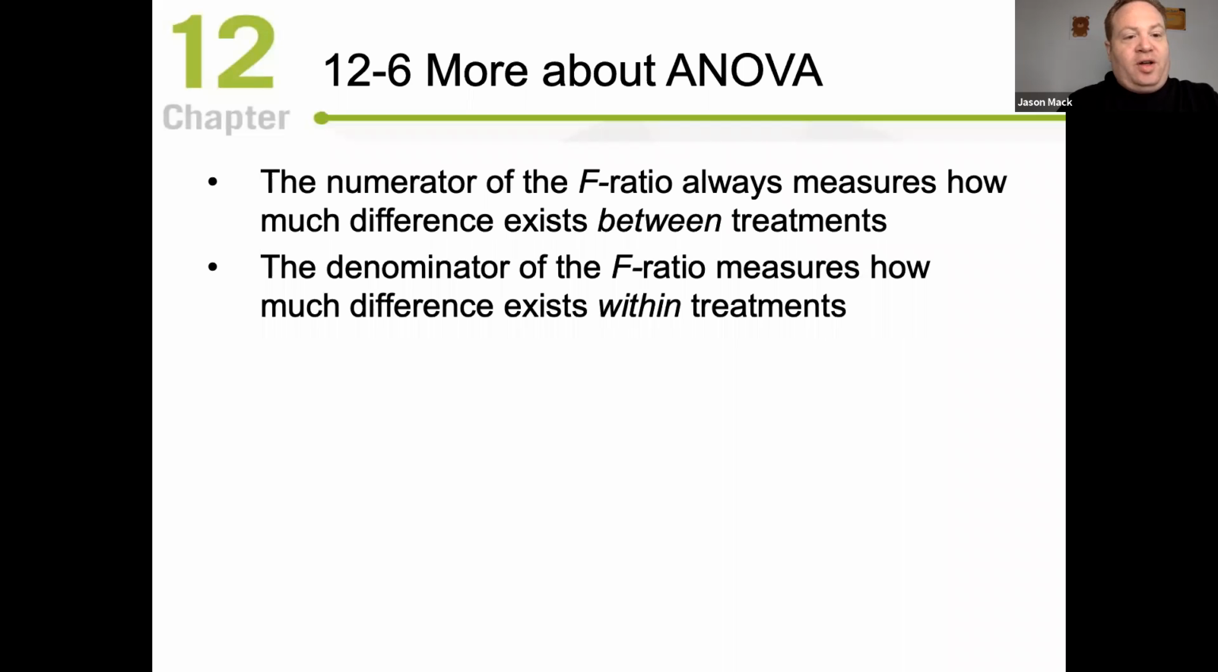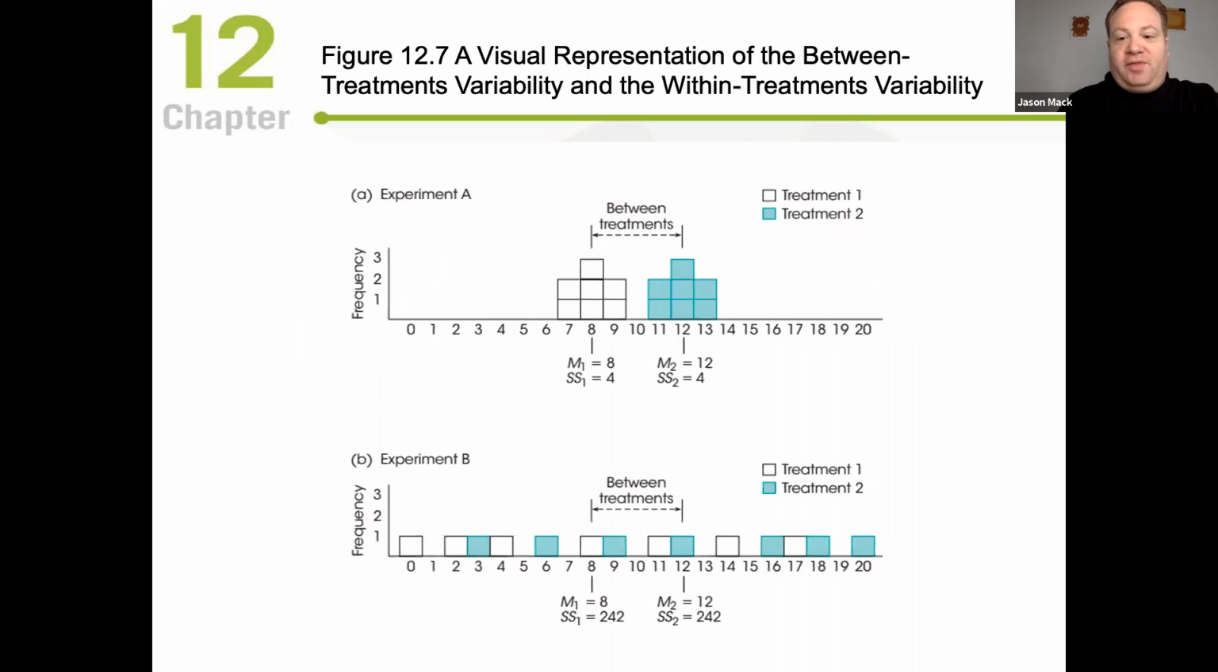More about the ANOVA. The numerator of the F ratio always measures how much difference exists between treatments. The denominator of the F ratio measures how much difference exists within treatments. This is Figure 12.7, a visual representation of the between-treatments variability and the within-treatments variability that form the numerator and the denominator, respectively, of the F ratio. In A, the difference between the treatments is relatively large and easy to see. In B, the same 4-point difference between treatments is relatively small and is overwhelmed by the within-treatments variability.